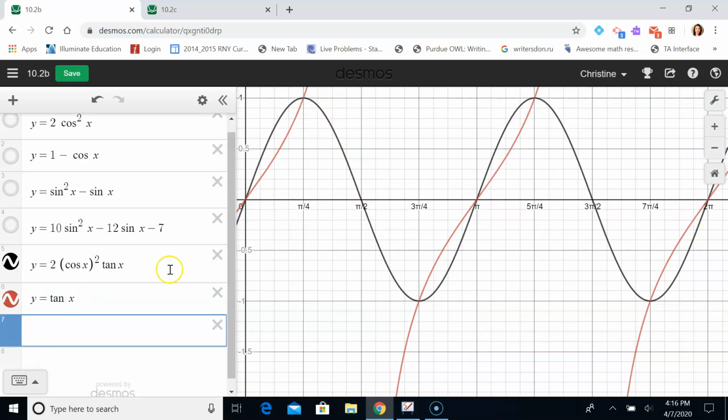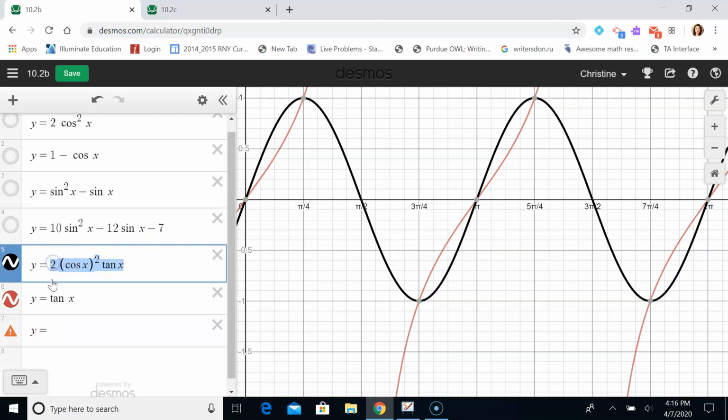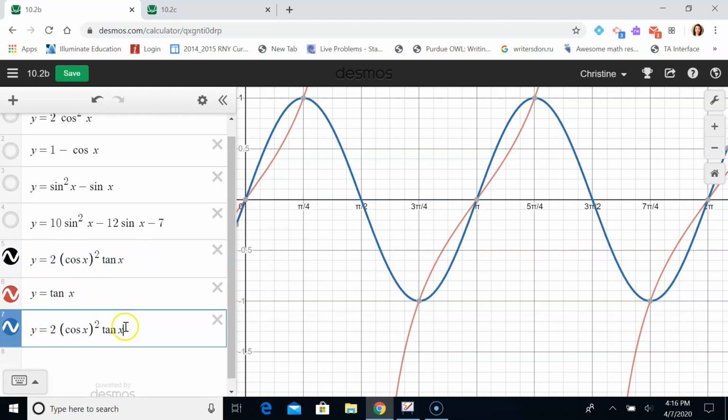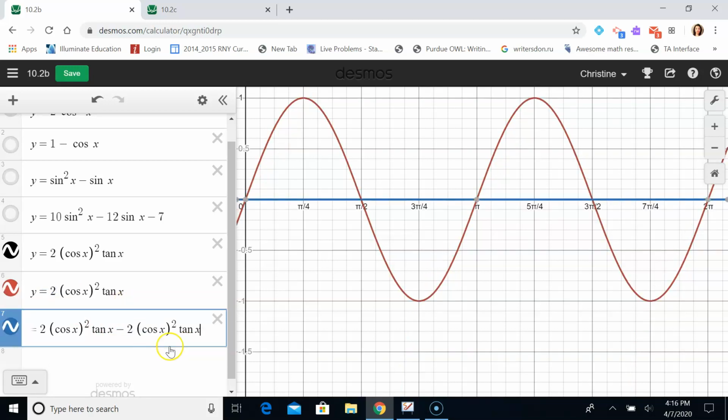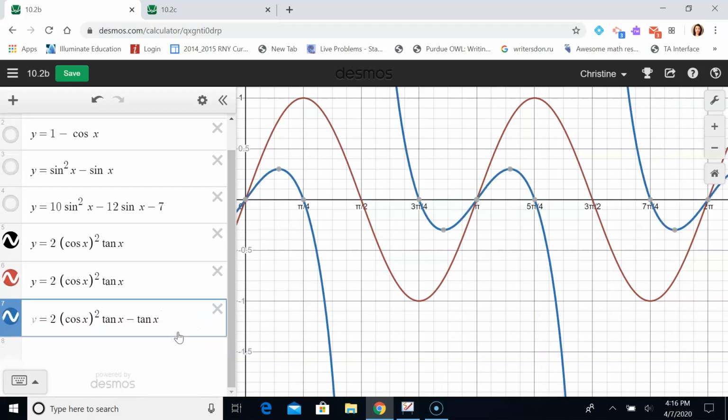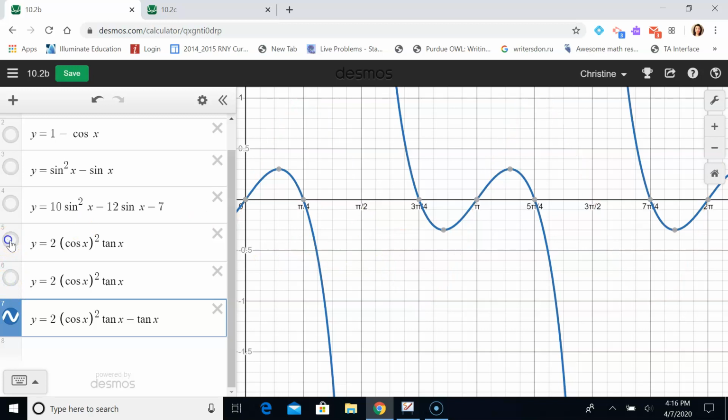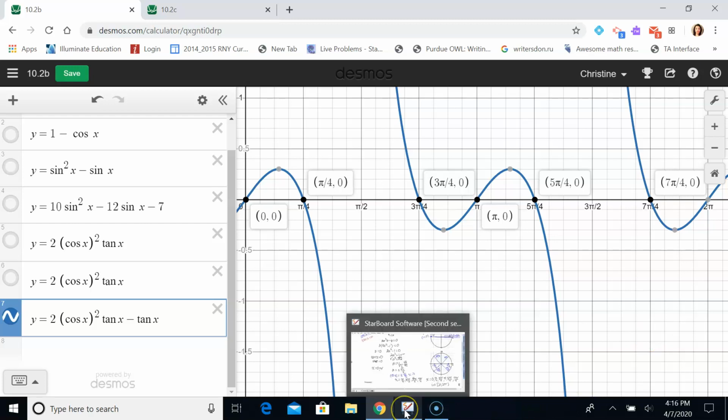The other thing you could do is set both of them equal. I'm going to copy paste because I don't want to type this again: y equals this minus tangent x, and put everything on the same side of the equation like we did when we factored. Let me clean that up right there. And then instead we could just look for the zeros. So I'll turn that off. And then you can see the zeros here at 0, pi over 4, 3 pi over 4, pi, 5 pi over 4, and 7 pi over 4. So whichever method you like better, that's the one that you should use.